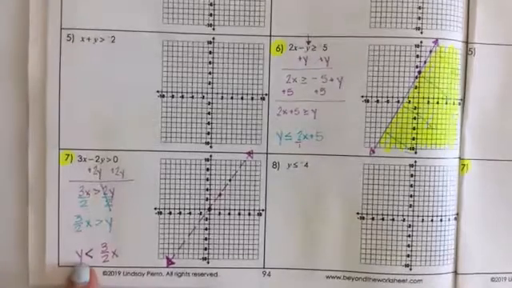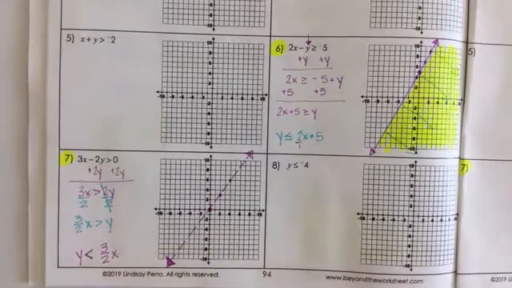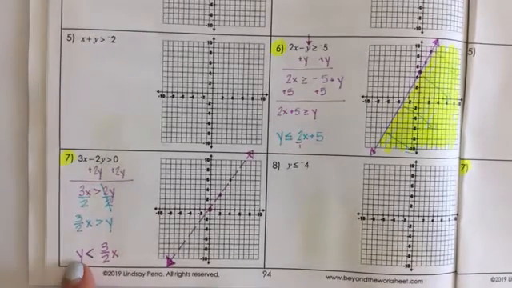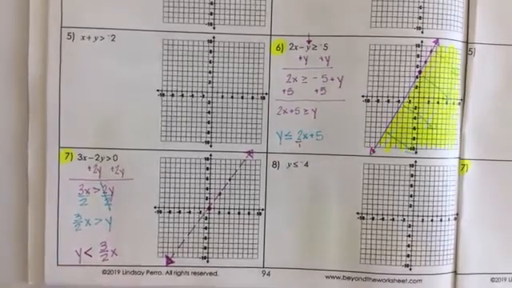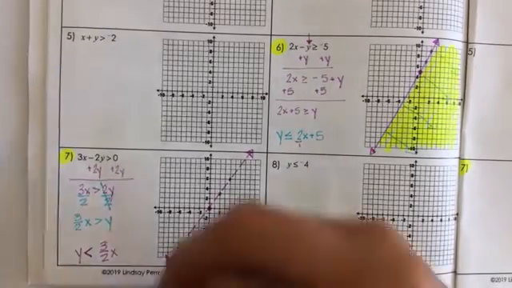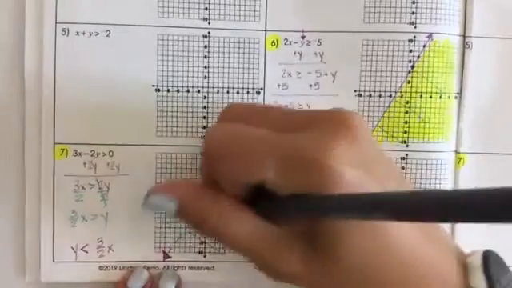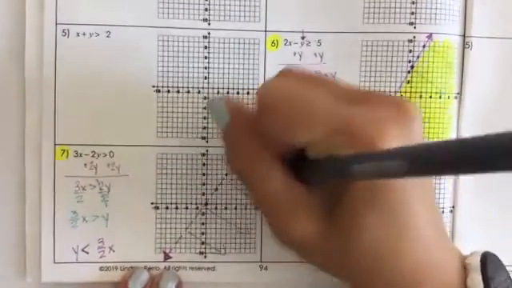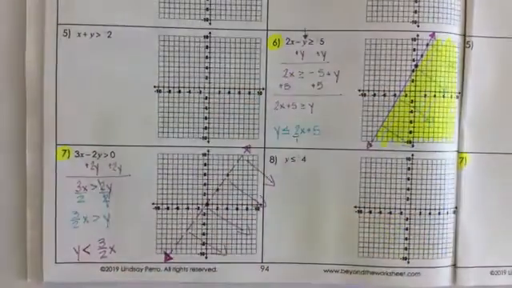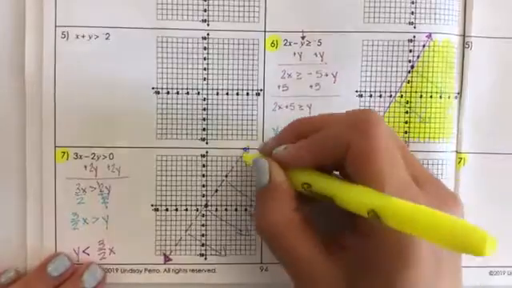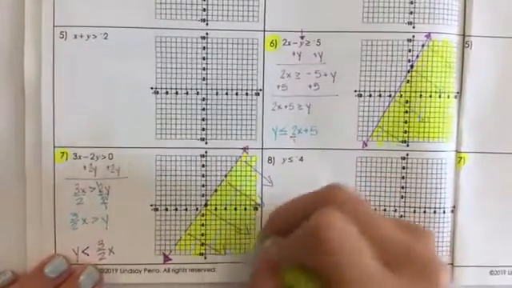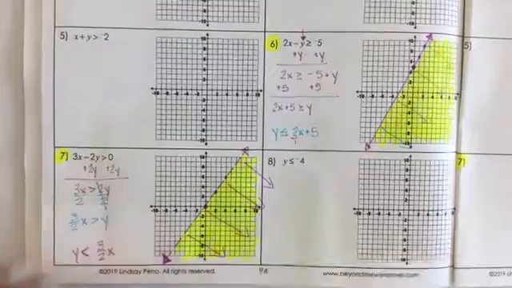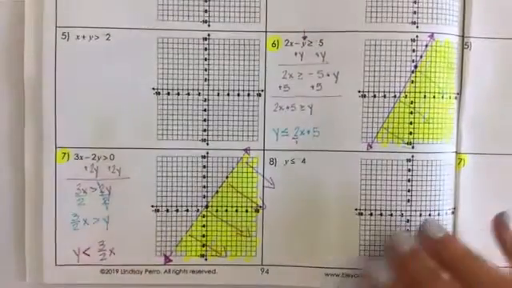Now, is this shaded below or above? Is y bigger than or is y less than? Y is less than. So we are shading below. Okay, so those are just like we did in our notes.